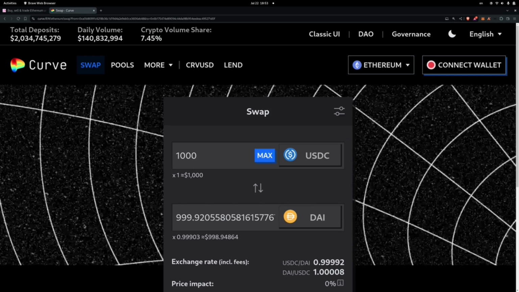Curve V1 is an AMM that is optimized for swapping tokens that should have similar prices, for example USDC and DAI, or USDC and USDT. They are all stablecoins that target $1. Another example is ETH and stETH. Both of them have a similar price, so they should swap close to 1 to 1. If you put in 1 token to the Curve AMM, you should get back approximately 1 token out.